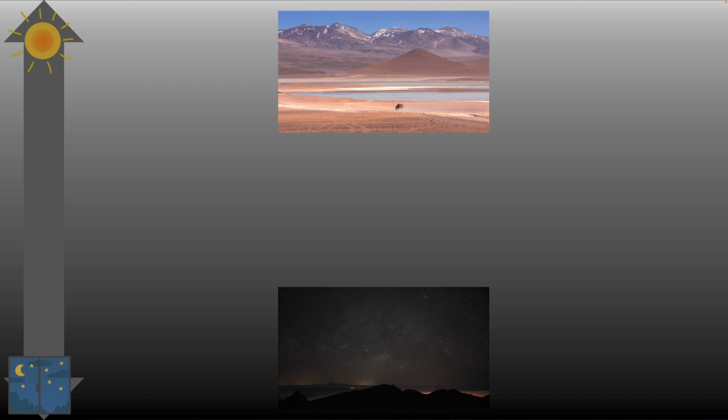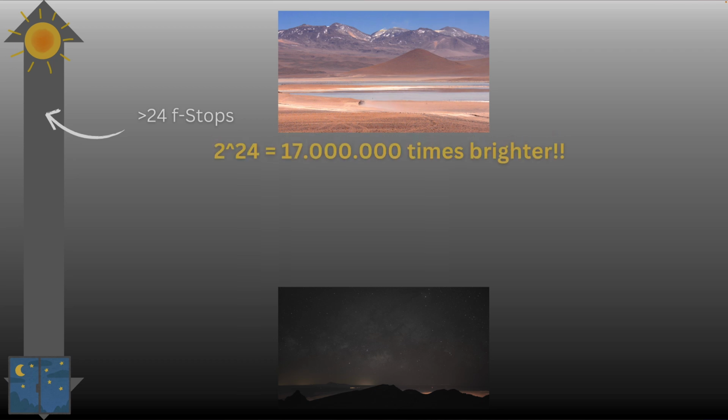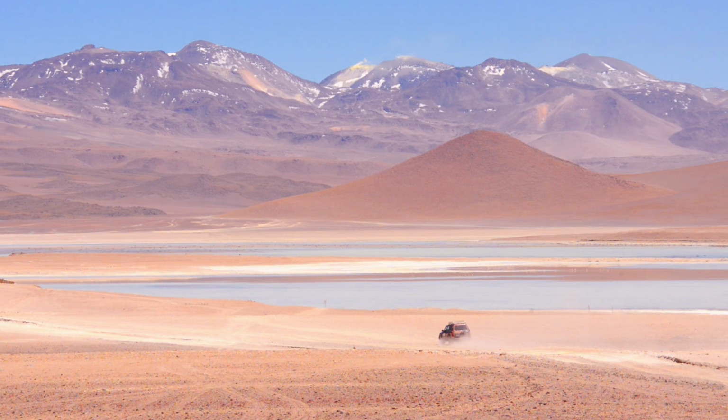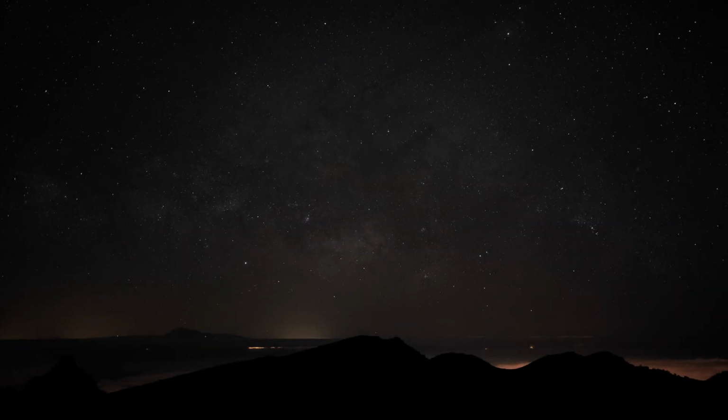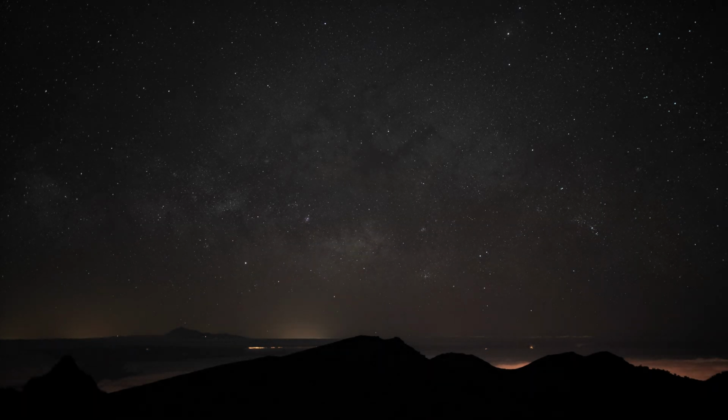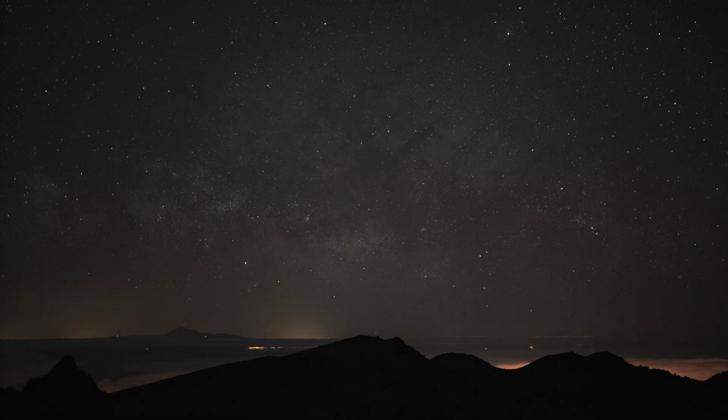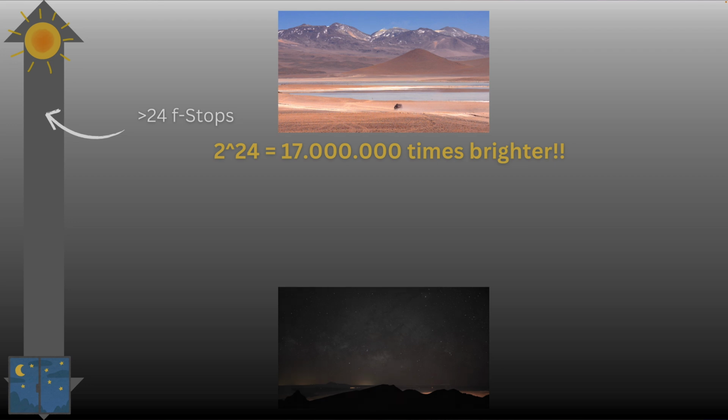The brightness difference between a sunny midday scene and a moonless night is approximately 24 stops of dynamic range. That may not sound like much, but remember that f-stops represent exponential brightness ratios. This means a sunny day is about 2 to the power of 24 times brighter than a moonless night. That's 17 million times brighter. What our eyes accomplish is extraordinary. They cover the entire dynamic range of the reality we perceive.